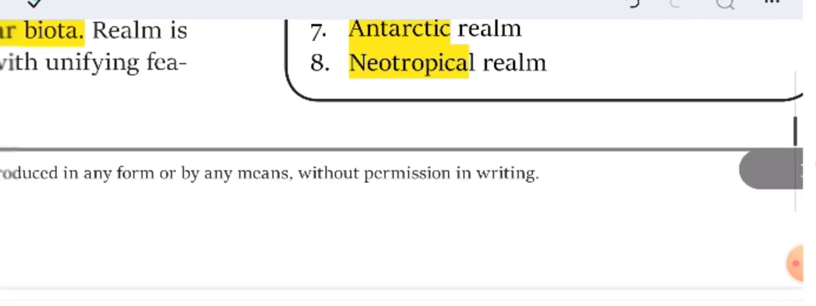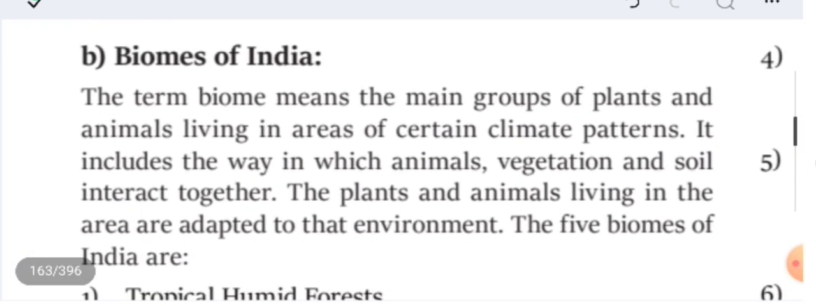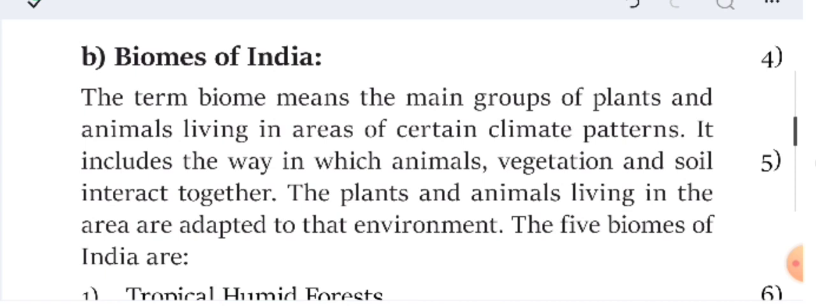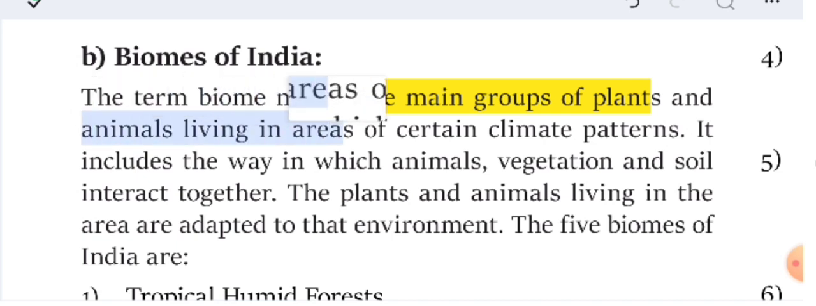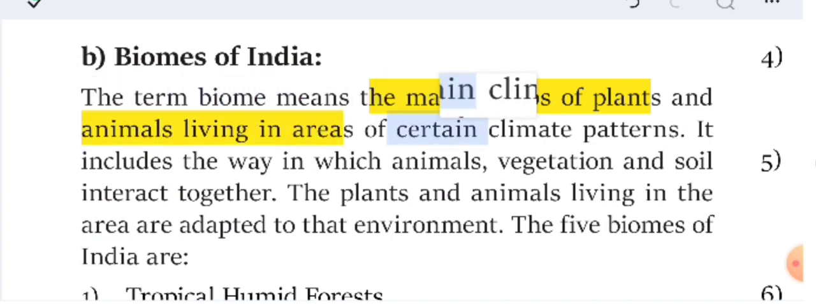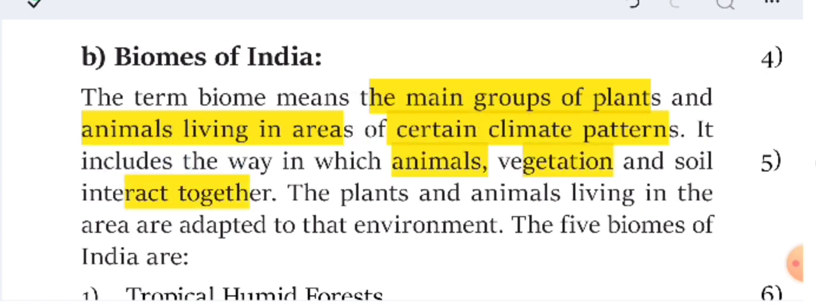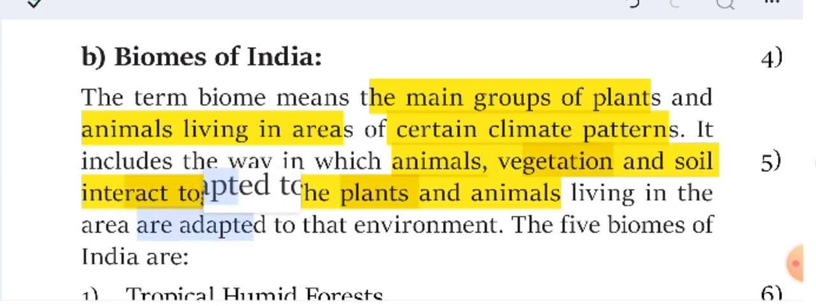Okay, so here biomes of India. Next topic is biomes of India. So the term biome means the main groups of plants and animals living in areas of certain climatic patterns. It includes the way in which animals, vegetation and soil interact together. The plants and animals living in the area are adapted to that environment. The 5 biomes of India are.